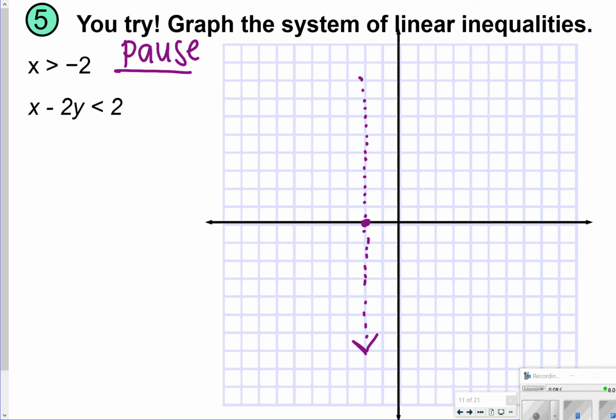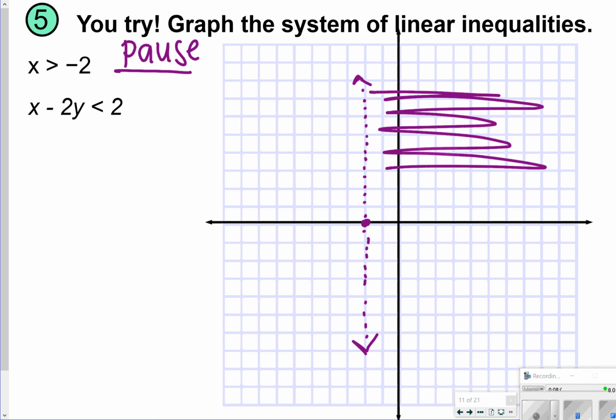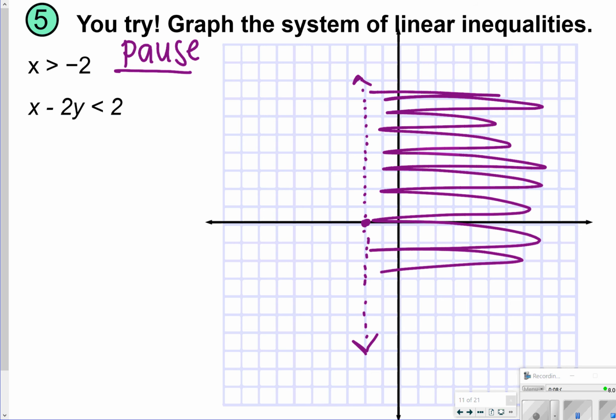And then shade everything that is greater than, so everything to the right. So all of this stuff right here. Okay. And then the next one I will have to write in slope-intercept form, so I'm going to go ahead and do that in a different color.